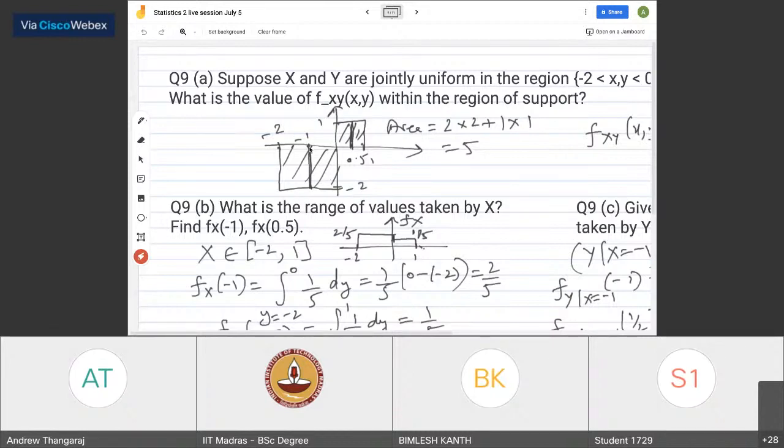But another quick way to get there is, given X is -1, Y takes values between 0 and -2, so it's uniform from 0 to -2. Something that's uniform from 0 to -2 has to have a height of 1/2. That's enough. That's another quick way of doing it.